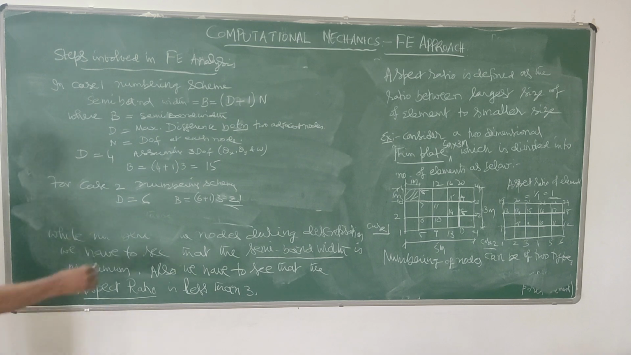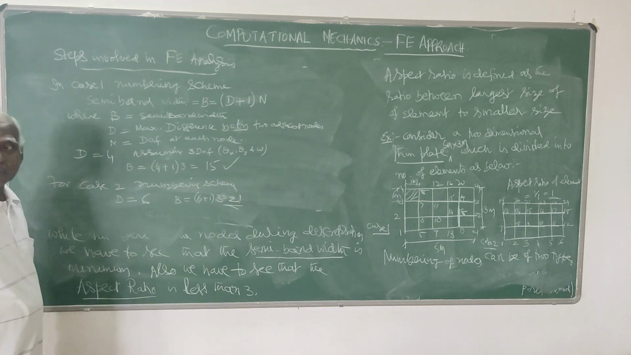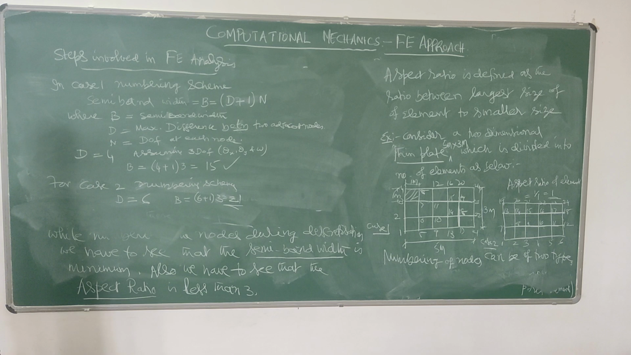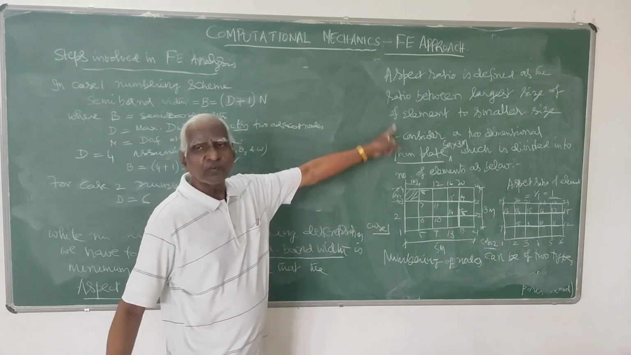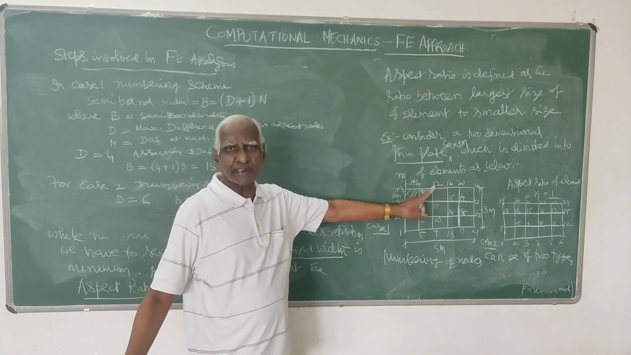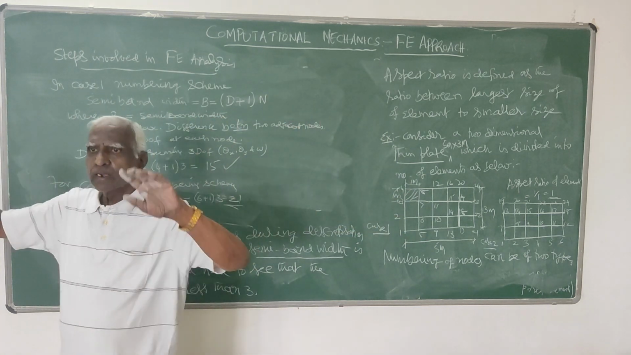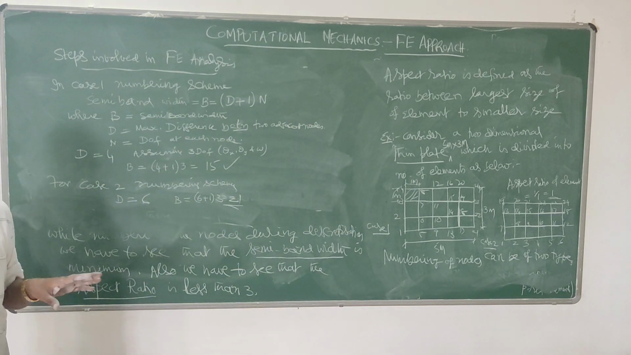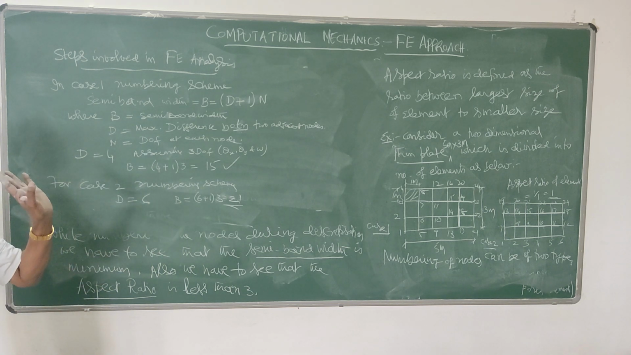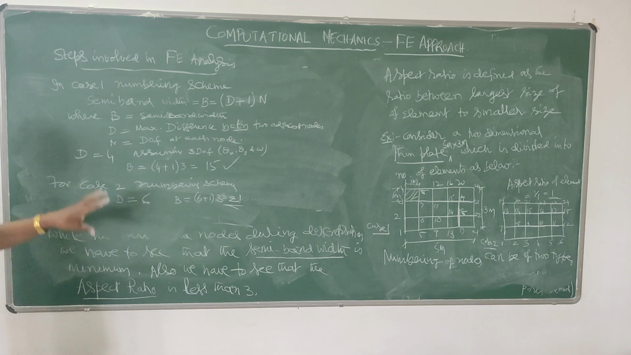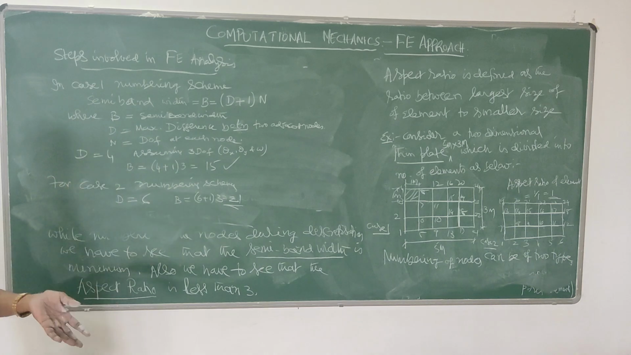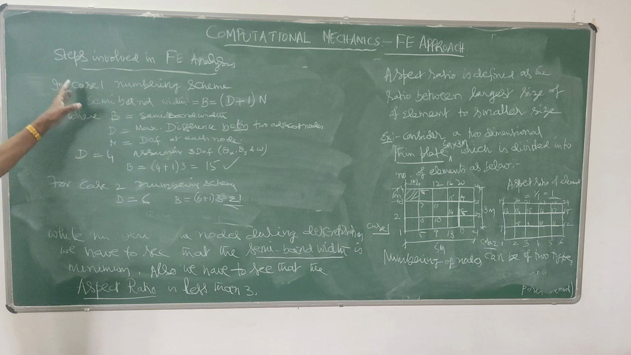So naturally, this numbering scheme is preferable. You have to number vertically. It is advantageous; it will reduce my computer storage capacity. So these are the aspects you have to remember while discretization of the domain. First step, I am talking about the first step of the finite element procedure.